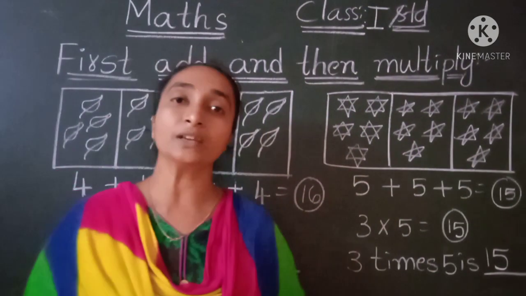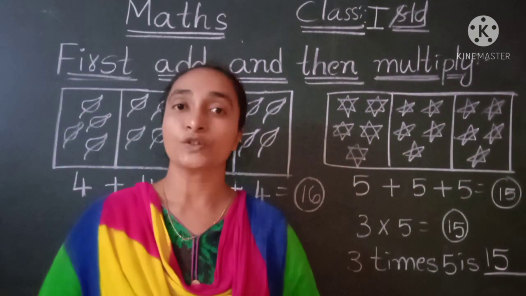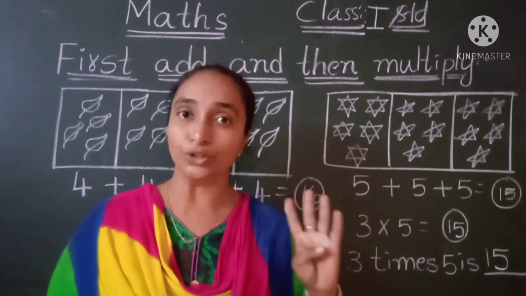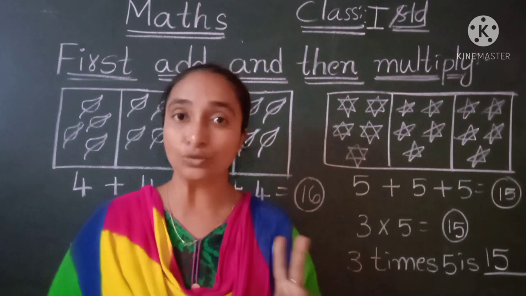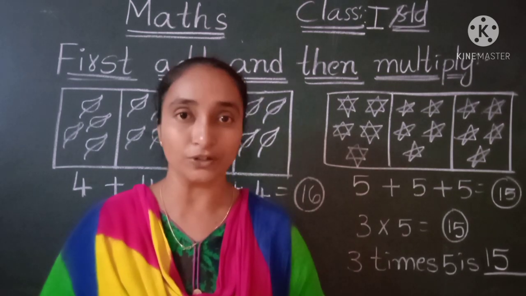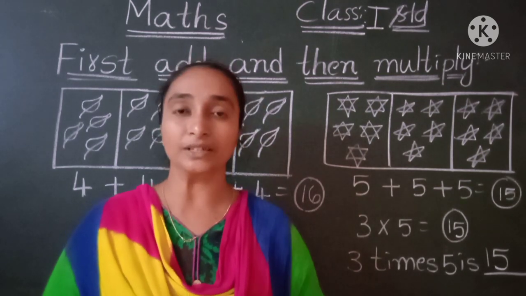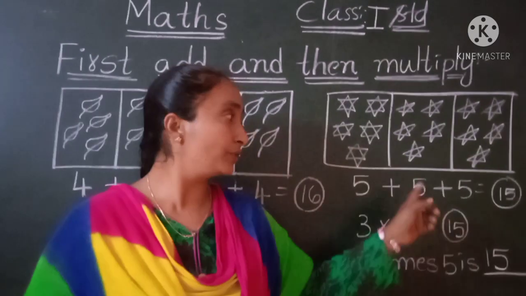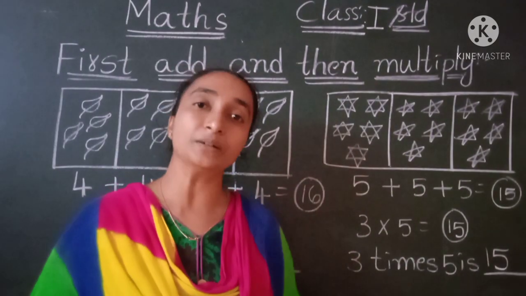So in this way we can write. Hope you understood, children. In our textbook I have given you 4 examples. The remaining 2 examples you have to complete in your textbook. You just try, children, it is very simple. Like this you have to count the pictures, first the repeated addition and then the multiplication.